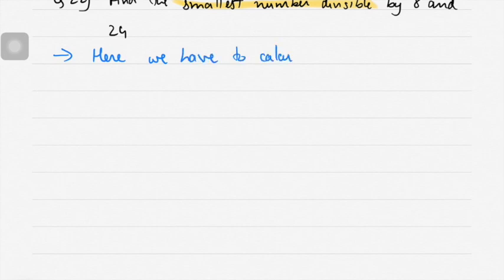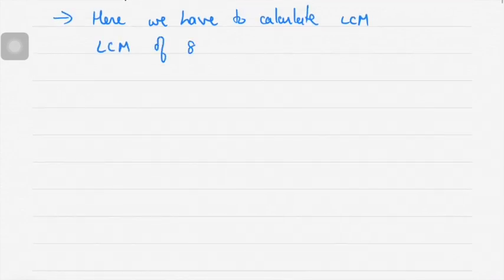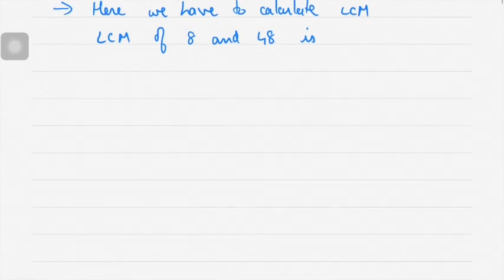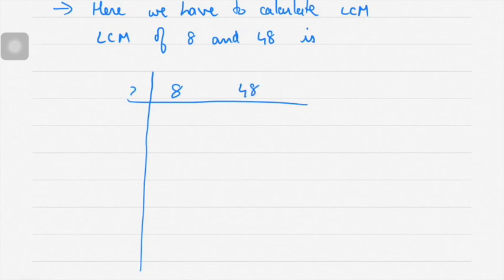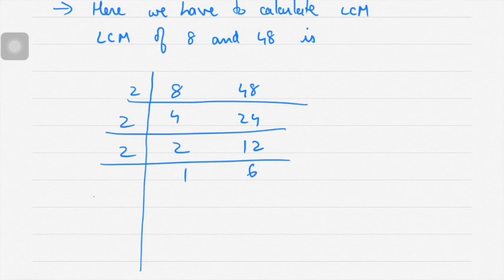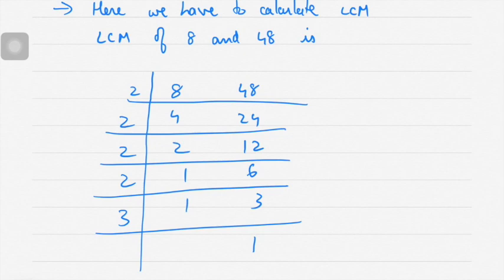Here we have to calculate LCM. So LCM of 8 and 48 is, let's calculate. 8 and 48. 2 4s are 8, 2 24s are 48, 2 2s are 4, 2 12s are 24, 2 1s are 2, 2 6s are 12, 2 3s are 6, and 3 1s are 3.